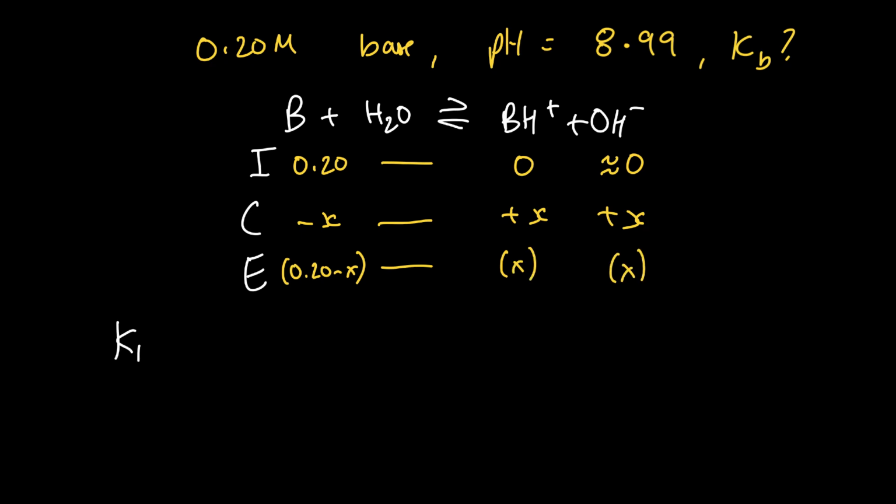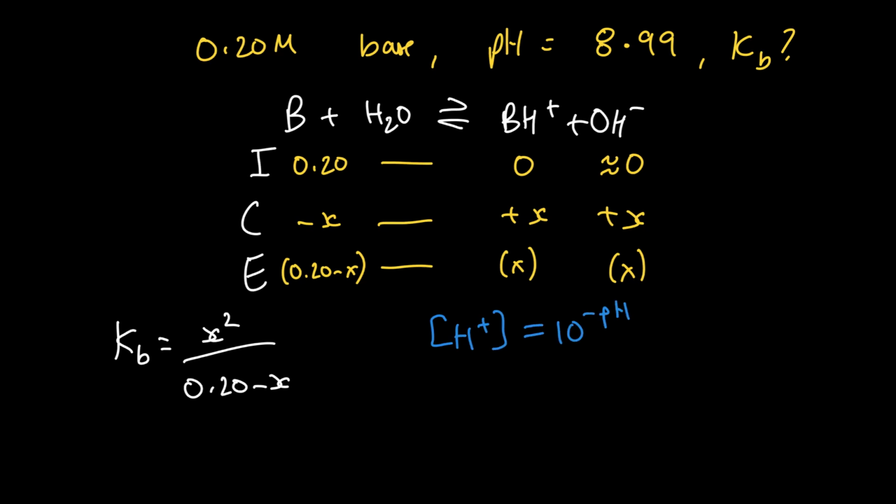And what do we want? We want Kb, so that's the concentration of products over reactants: X times X, X squared, divided by 0.2 minus X. All we need is X. Now, we have the pH, so that is actually sort of half of what we need. Remember, the pH is the negative log of the H+ concentration, so the H+ concentration is 10 to the minus pH. If we had the H+ concentration in here, this would be perfect, but we don't. So we can also look at the pOH. The pOH is the negative log of the OH concentration, so the OH concentration is 10 to the minus pOH.